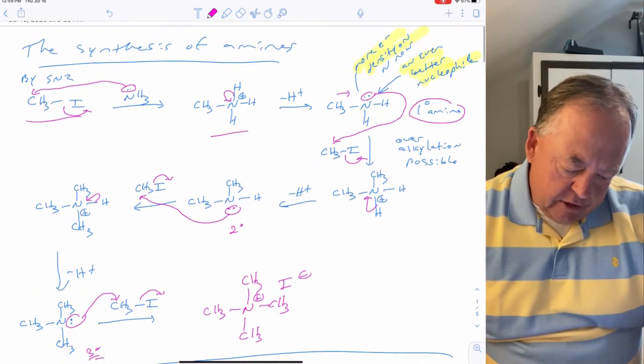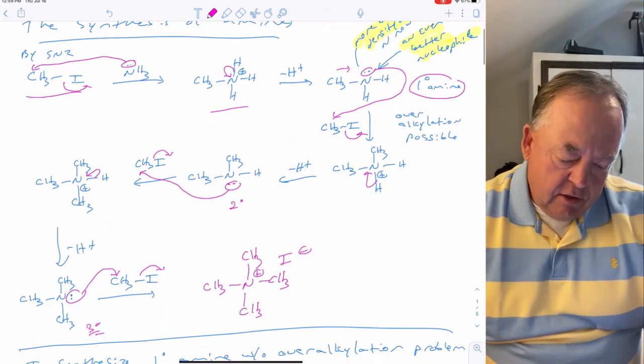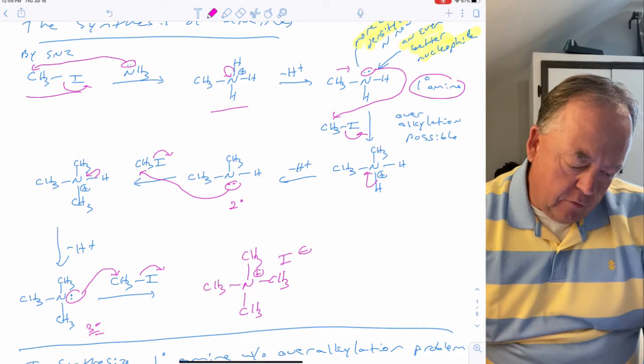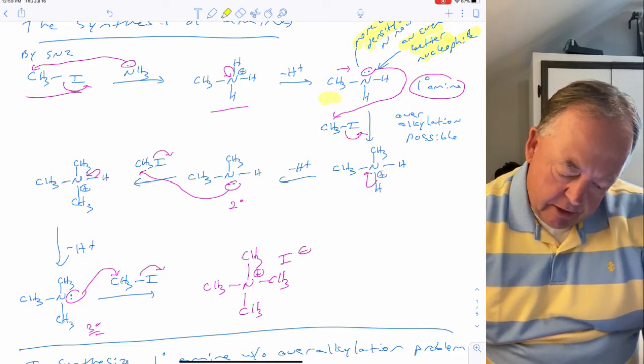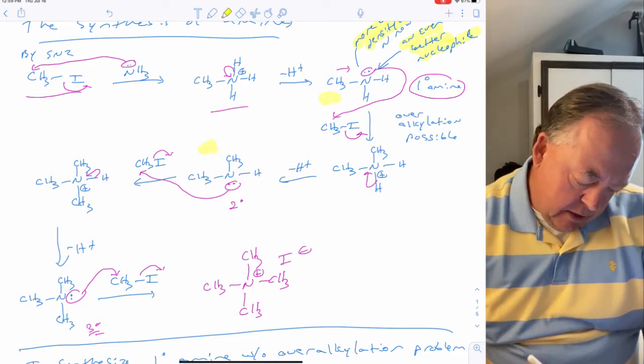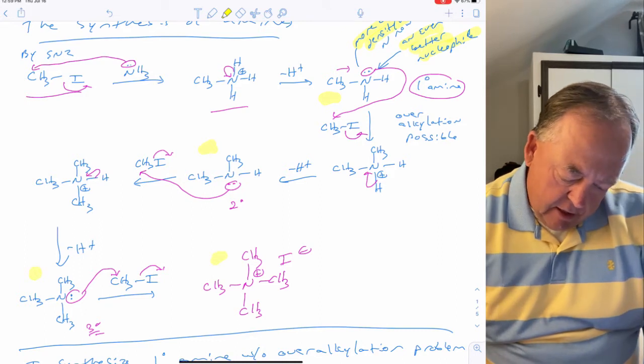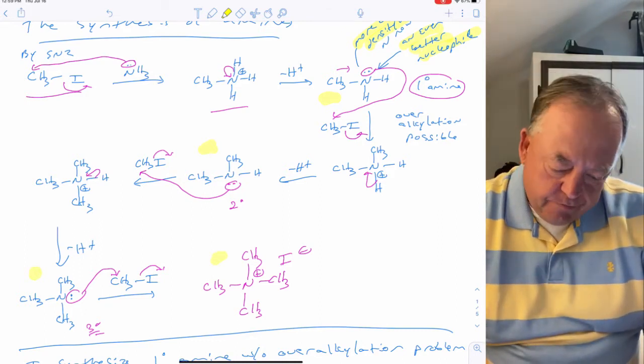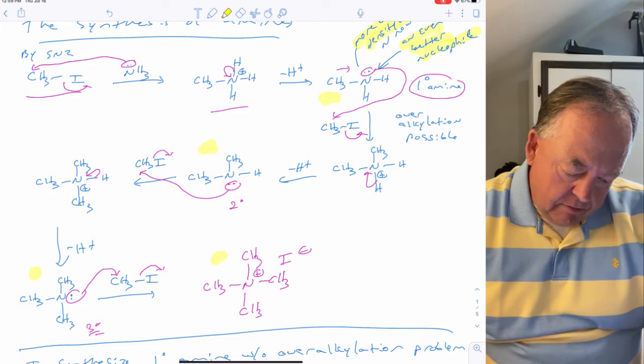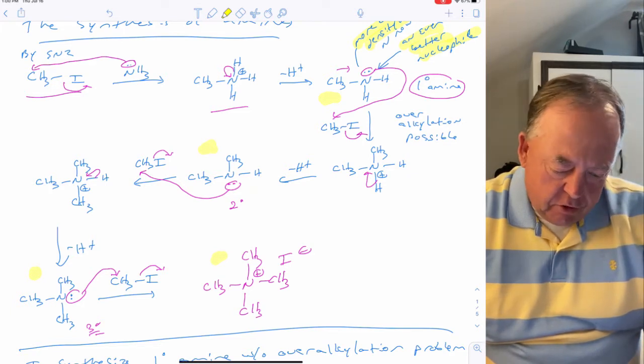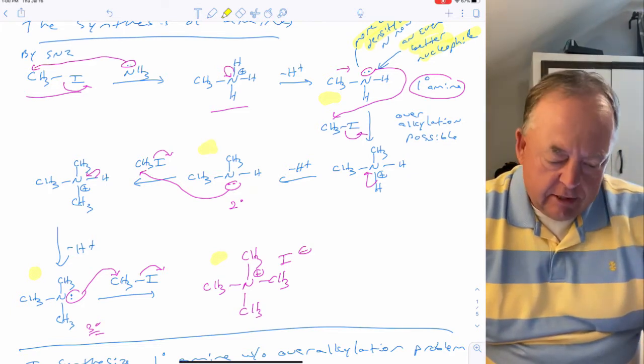So the point is, this is not a very good way to synthesize amines because you get a mixture of all four. You get some primary amine, you get some secondary amine, you get some tertiary amine, and you get some quaternary amine. So you would have to do a purification at that point if you try to synthesize like this.